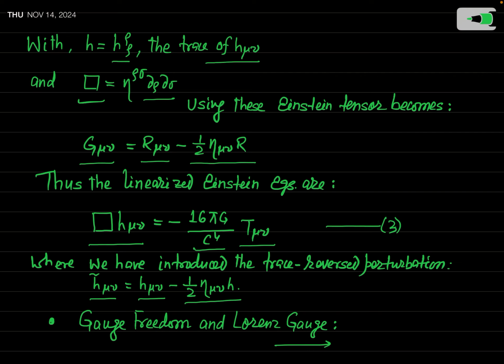Now if your aim is to write down Einstein's field equations in free space, then you will have to talk about the gauge condition. So here we will talk about gauge freedom and the Lorentz gauge.